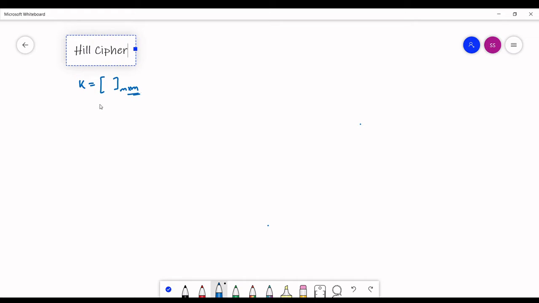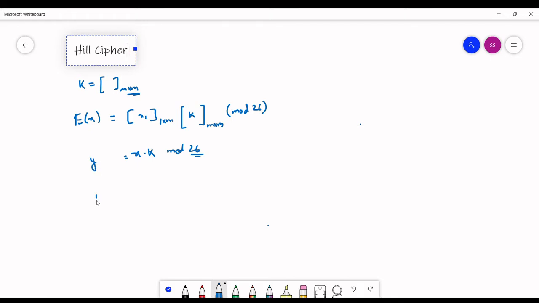Now encryption in Hill cipher is defined as follows. If X is my plain text, then I have to make my plain text in the form of a matrix of 1 cross m, and then I have to multiply it with the key, m cross m. So this is my plain text and this is my key, and I have to take mod 26 of this. So this is encryption. I can write it as x into k mod 26, right? So let's say this is my ciphertext y.